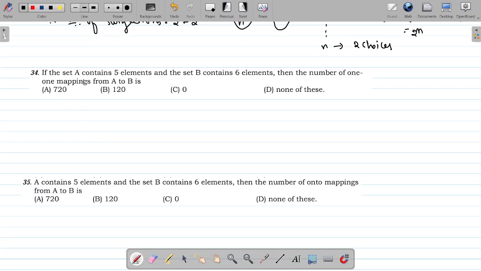Next question, if the set A contains 5 elements and the set B contains 6 elements, then the number of 1-1 mappings from A to B. You have to find the number of 1-1 mappings from A to B. Okay, how do you find the number of 1-1 mappings? It is given by the formula nPm, where n of B is equal to n and n of A is equal to m. Therefore, the number of 1-1 functions is given by nPm.